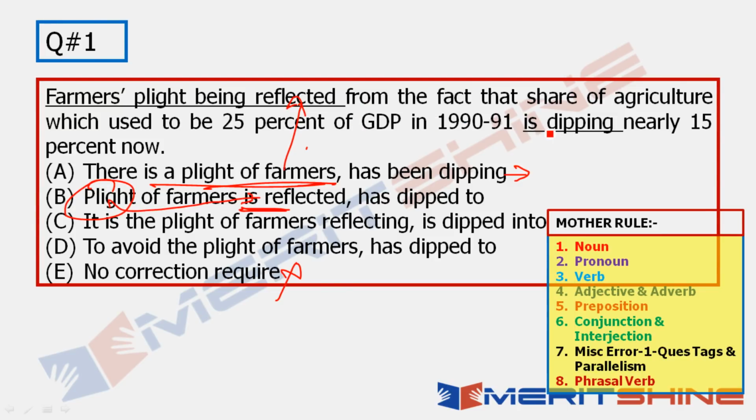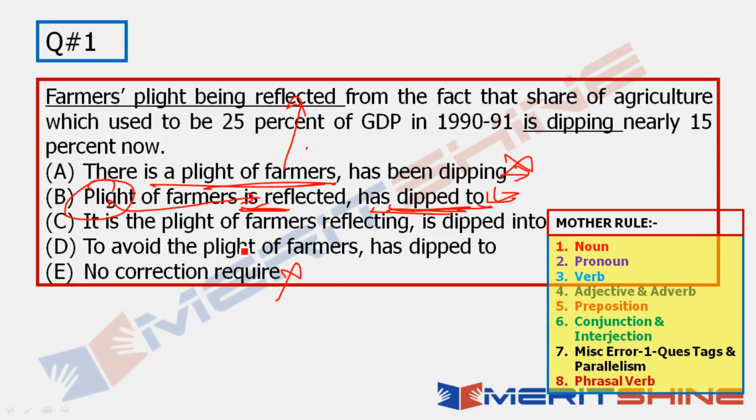From the fact that the share of agriculture has dipped to 15% now. This seems perfect and this is better than A. Just like error correction, B is better than A, more appropriate. So this is eliminated. Now the C and D options.